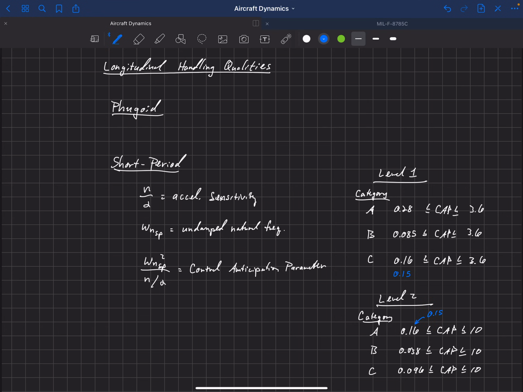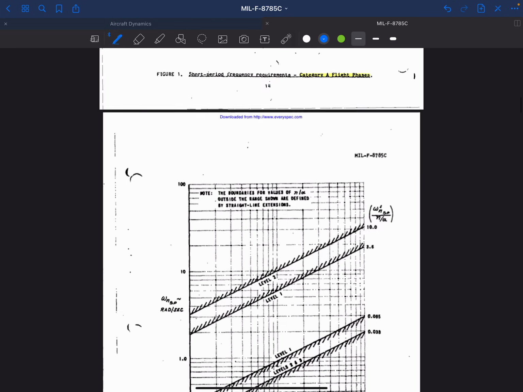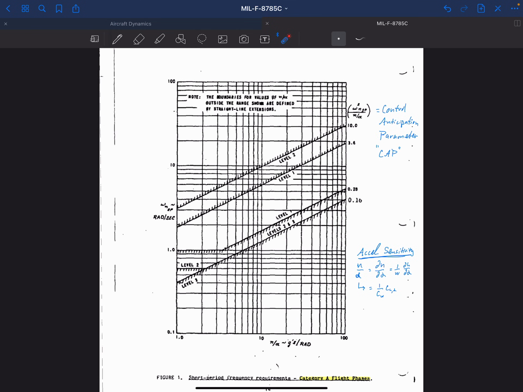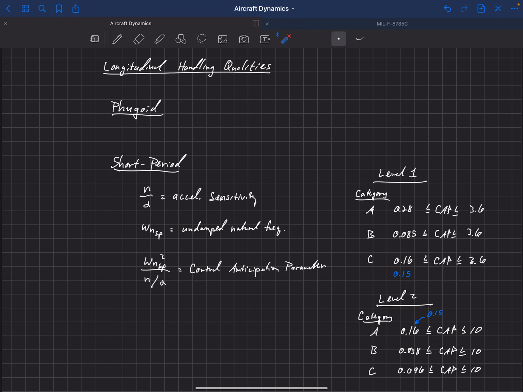I'm not sure if he digitized these plots and did his numbers off of those plots instead, or where that 0.15 comes from in his book, but clearly in the document it's 0.16. So here we're talking about category A, the lower level. If we go up to category A, we're looking at this number right here, and that's a 0.16. So again, I don't know where he gets his number from, but this is straight out of this document. It's 0.16.